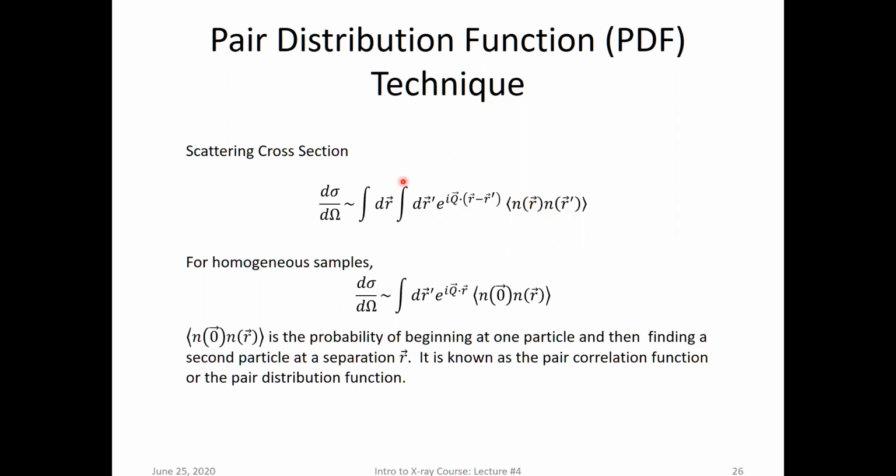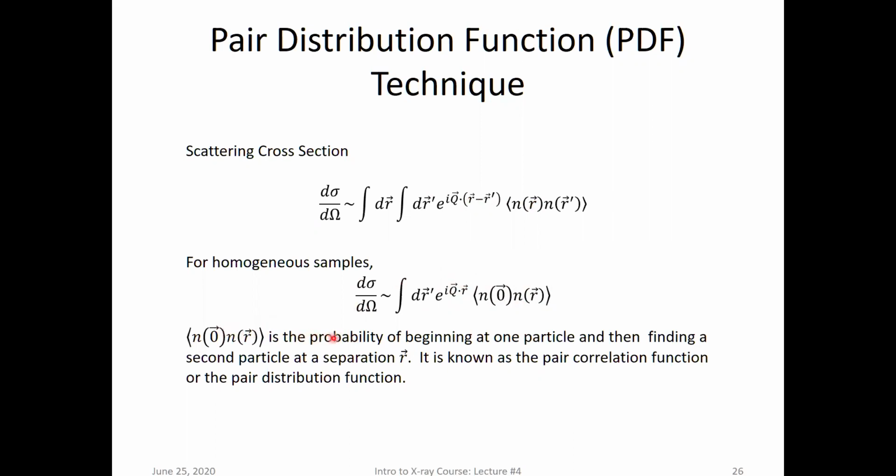And I can do another one, r prime. So my scattering cross-section looks like a series of integrations where, if I assume there's a particle at the origin, then r is just the separation between the two, at this distance up here. So if r is equal to 0, it comes through here. And what we see is this object, and for homogeneous samples, it looks like the Fourier transform of this thing.